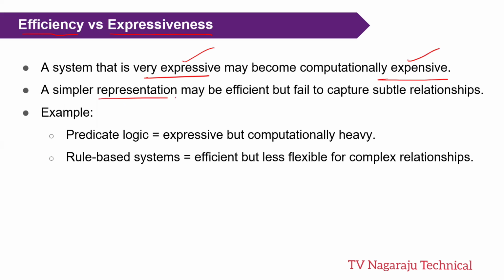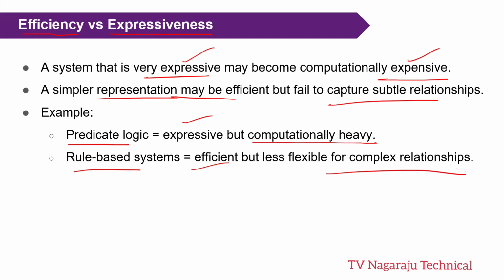Suppose you are using a simple representation, it may be efficient, but it is difficult to maintain and identify relationships. For example, predicate logic is expressive, but computationally it is heavy. A rule-based system is efficient, but it is not possible to identify complex relations. That means you need to represent the knowledge such that it maintains both efficiency and expressiveness.